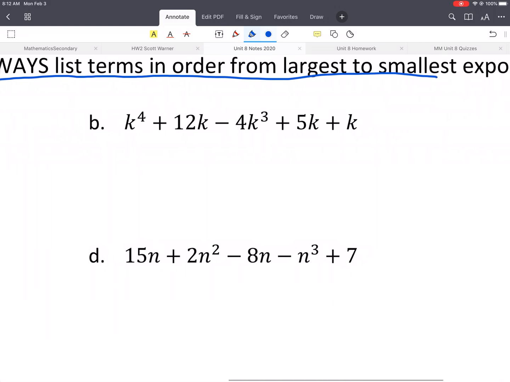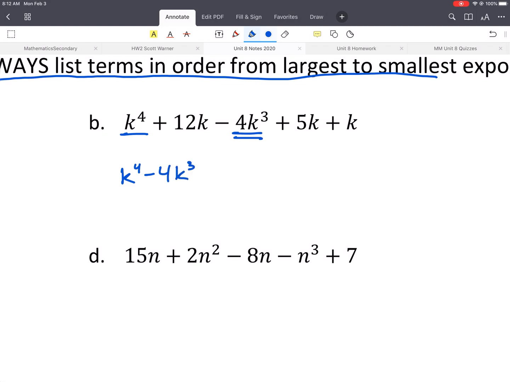All right, so I'd like you to try these ones. You could pause and come back to it, or play when you're ready. All right, so here we have the highest exponents. We have k to the 4. There's no other k to the 4s, so we'll just write that down. We don't need to combine. Our next would be k to the 3, and there's only 1 k to the 3.